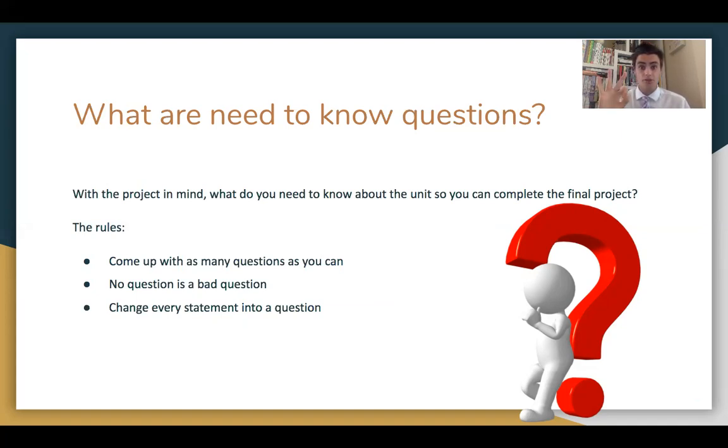There are 3 rules when it comes to need-to-know questions. 1, I need you to come up with as many questions as you can. 2, I need you to know that no question is a bad question. If you're wondering something, if you don't know something, someone else probably doesn't know that as well, even if they're not willing to admit it. So come up with as many questions as you can. No question is a bad question.